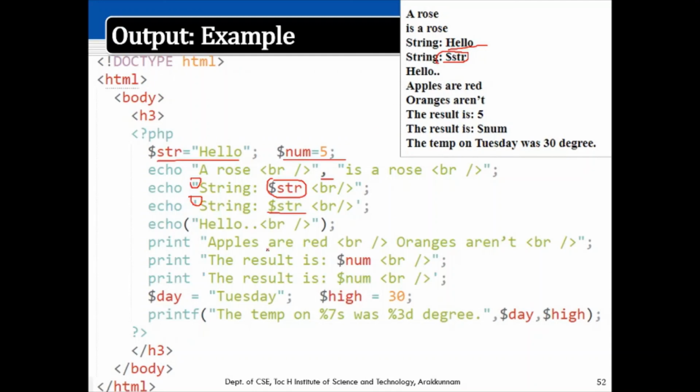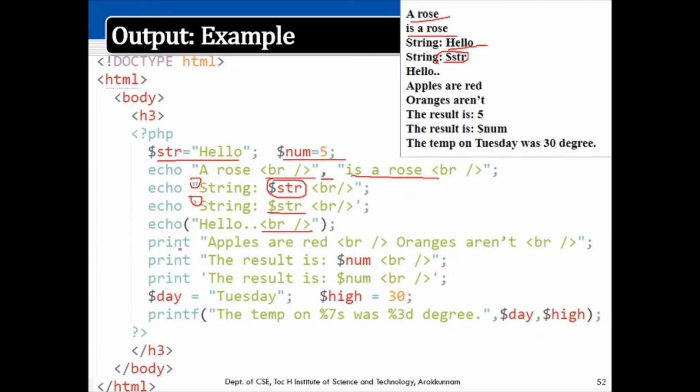Then, HTML codes can be incorporated within the statement, so that will be taken. So here you can see a rows BR. BR is a line break tag. So after a rows, a line break happens, and is a rows will be displayed in the new line. So such codes can be incorporated by using these output statements.